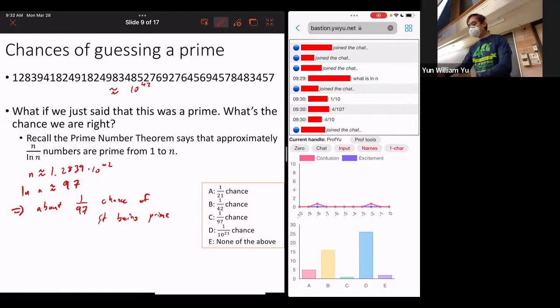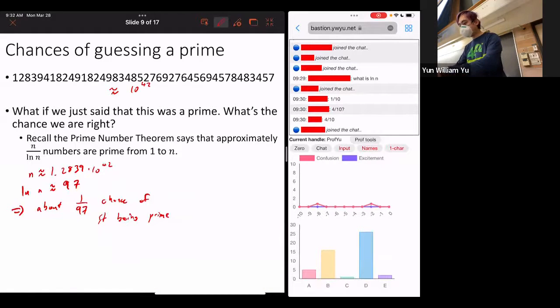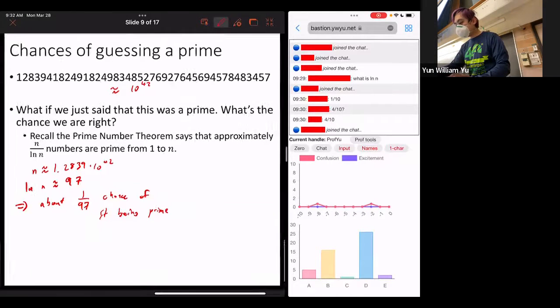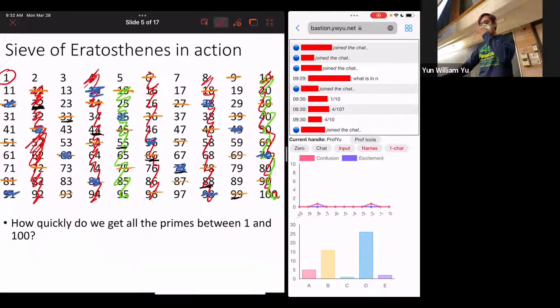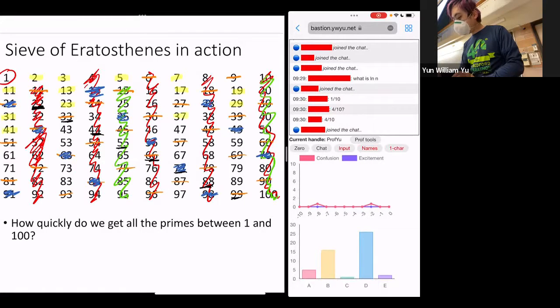And in fact, if we go back to, let me see, where's that slide? If I go back to the slide here, you notice that there are actually a lot of prime numbers. There's 2, 3, 5, 7, 11, 13, 17, 19, 23, 29, 31, 37, 41, 43, 47, 53, 59, 61, 67, 71, 73, 79, 83, 89, 97, right?